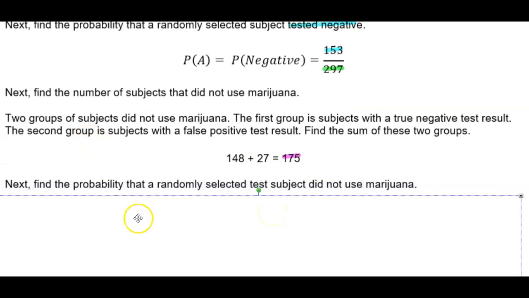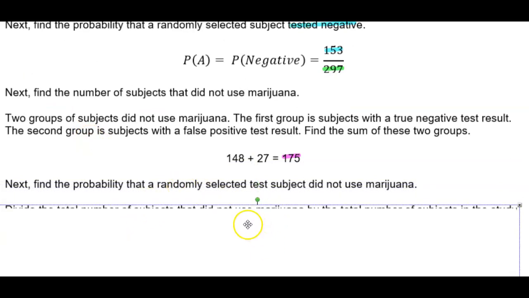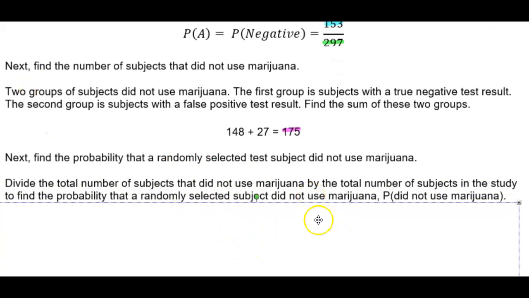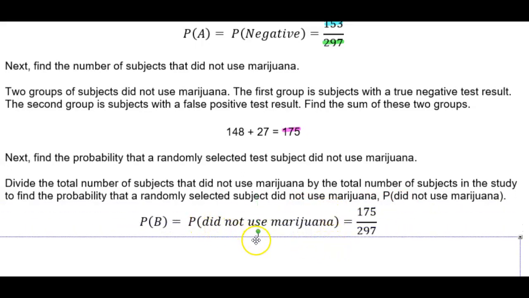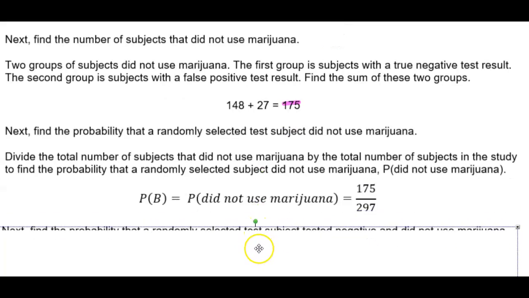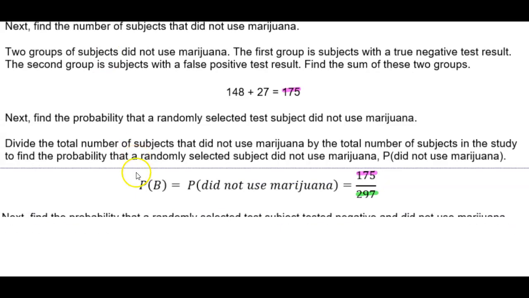So now we want to find the probability that a randomly selected test subject did not use marijuana. So we're going to divide the total number of subjects that did not use marijuana by the total number of subjects in the study to find the probability that a randomly selected subject did not use marijuana. So the probability of B, meaning the probability that they did not use marijuana, we get 175, and we're dividing it again by the entire total, which is 297.